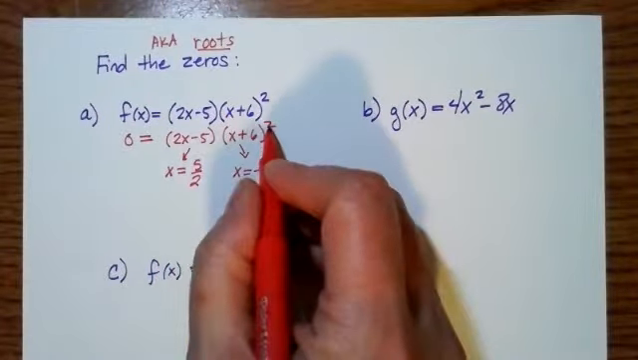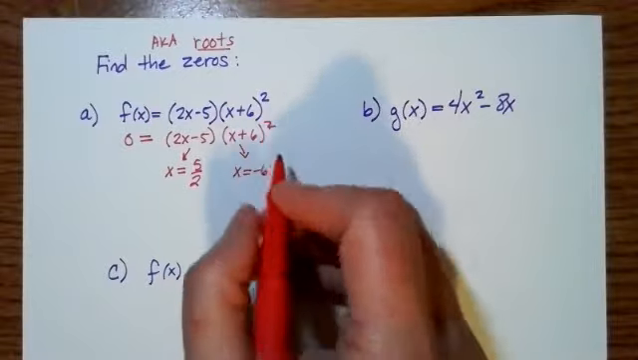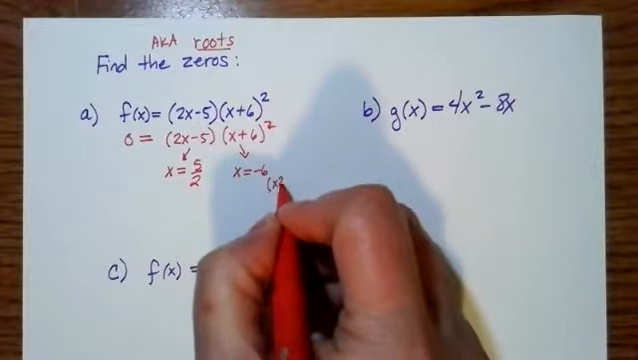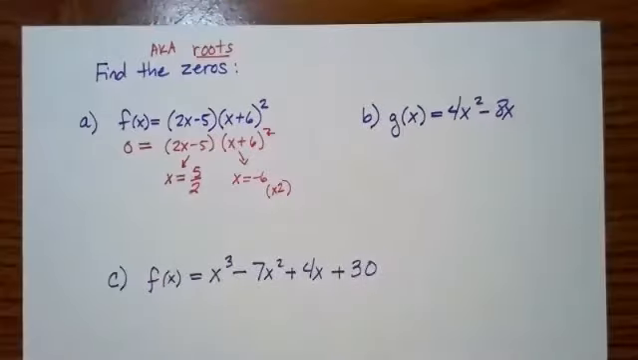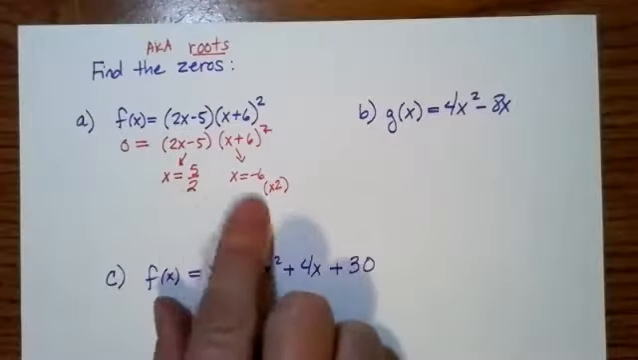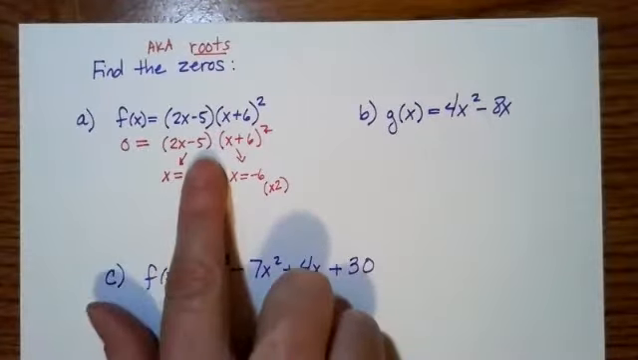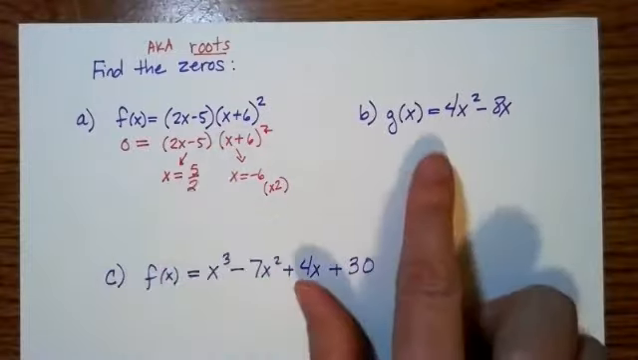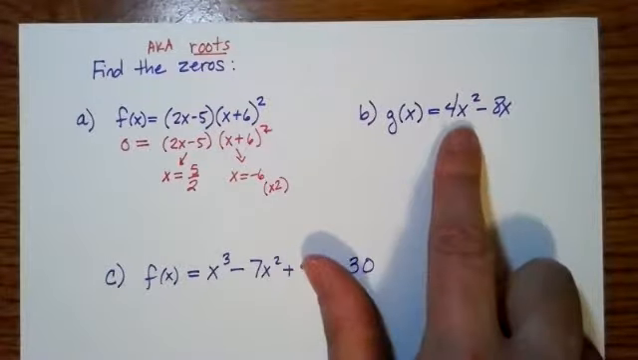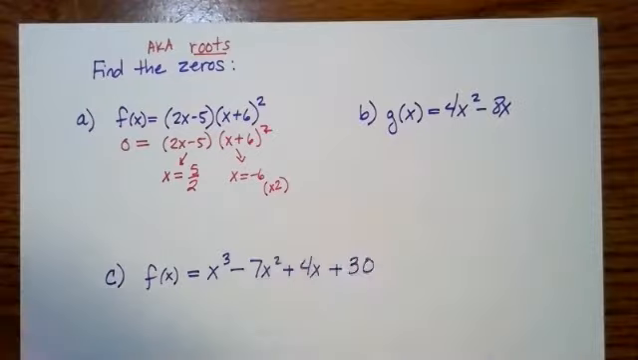And we remember that that repeat factor from the square would mean that this has multiplicity 2 as far as the root goes. So yeah, you know how to do that. It's nice when it's in factored form. You'll notice though that in example B here, we have a polynomial that's in standard form.